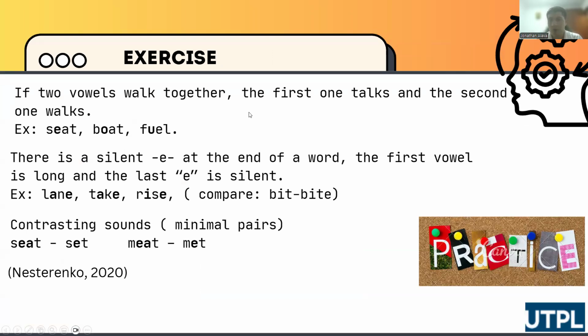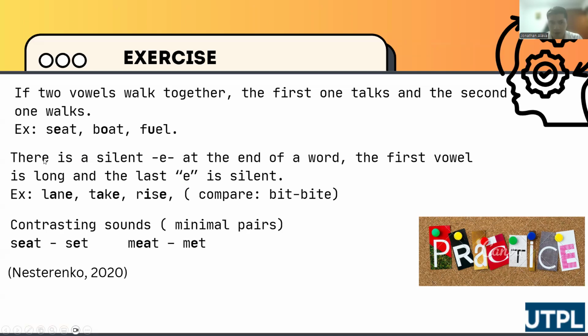If two vowels walk together, the first one talks and the second one walks. It means it remains silent. For instance, we have the word seed. The A is not pronounced as a long vowel. It is just silent. We pronounce only seed. The second example I have is boat and fuel, and they remain the same way.